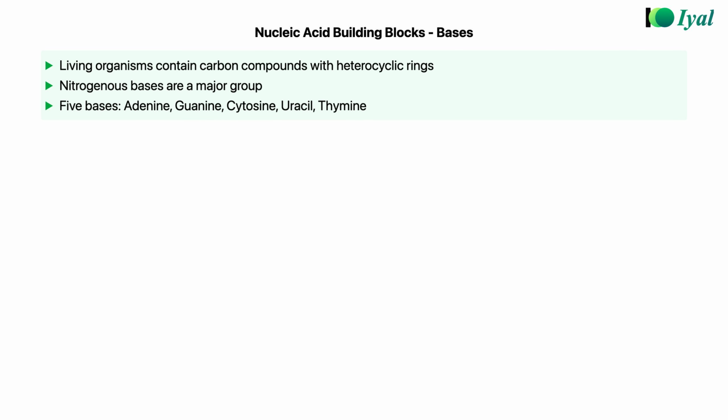Now, let's talk about nucleic acids, which are the genetic material. The building blocks start with nitrogenous bases, heterocyclic rings containing nitrogen. There are 5 main ones: adenine, guanine, cytosine, uracil, and thymine. You've probably heard these letters before: A, G, C, U, T. They're the letters of life's genetic code.